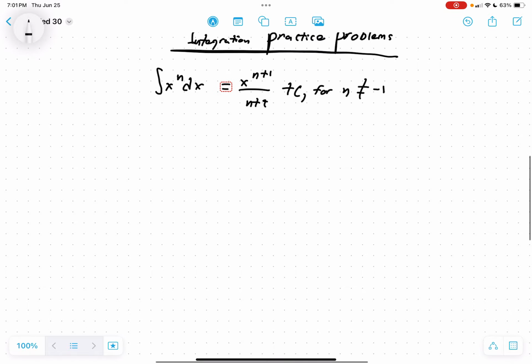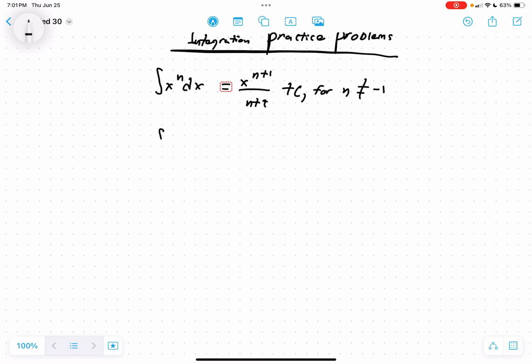And we also learned about the constant multiple rule. We learned that the integral of k dx is kx plus c. And we're going to apply a lot of these properties. We also learned about the sum and difference rule. And so let's go ahead and do a couple practice problems.